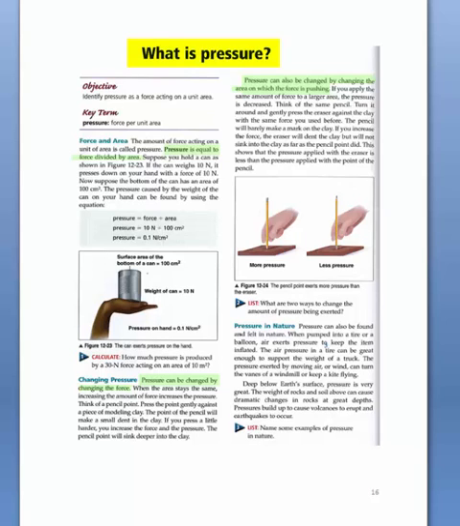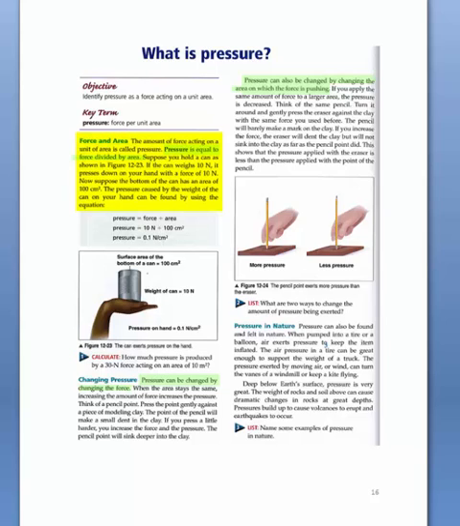What is pressure? Objective: Identify pressure as a force acting on a unit area. Key term: Pressure, force per unit area. Force and area. The amount of force acting on a unit of area is called pressure. Pressure is equal to force divided by area.